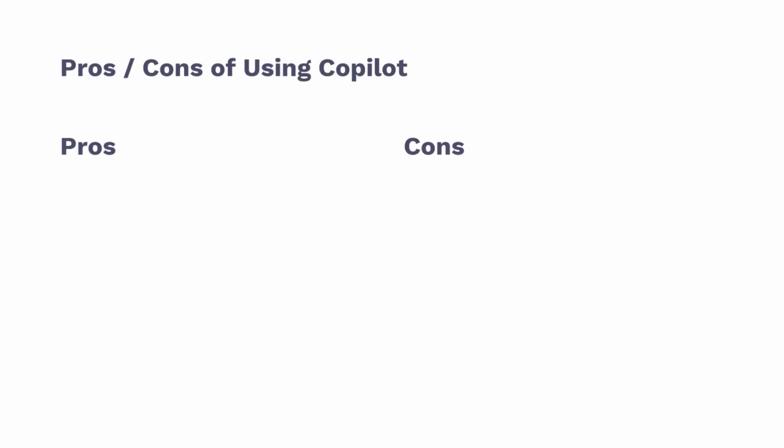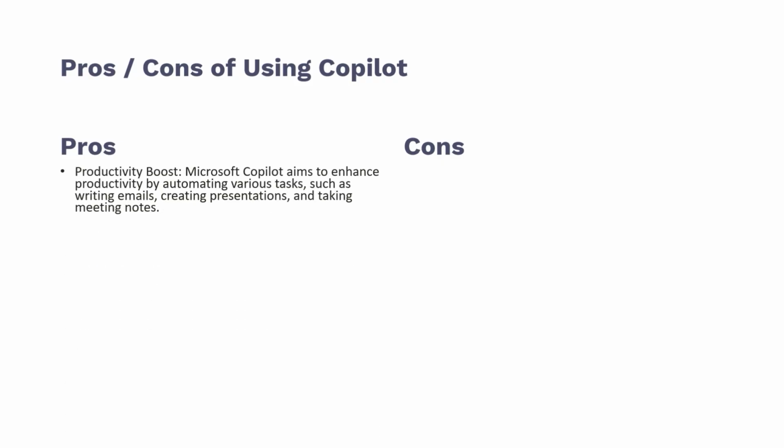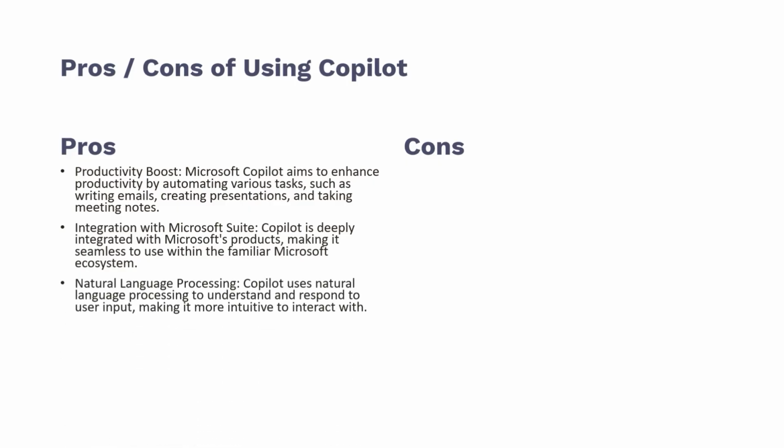Another thing is a couple of the pros and cons of using Copilot. We're going to start off with the pros. Productivity boost, right? It aims to enhance productivity by automating various tasks such as writing emails, creating presentations, or even taking meeting notes, which is great. We can also integrate it with the Microsoft Suite, which is what we're doing today. We are going to be looking at Excel's version of Copilot. We also have to understand that it's a natural language process, which means we're able to just put in inputs naturally and then we get results.